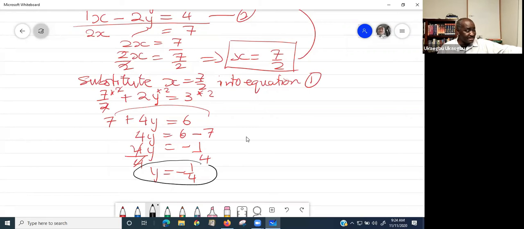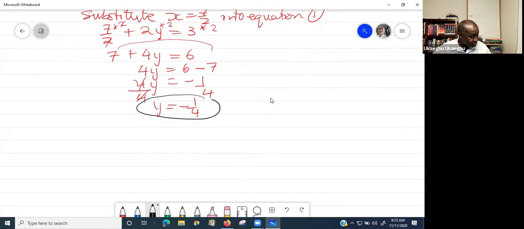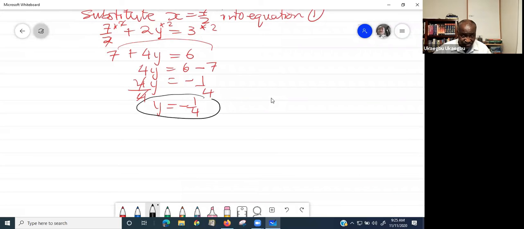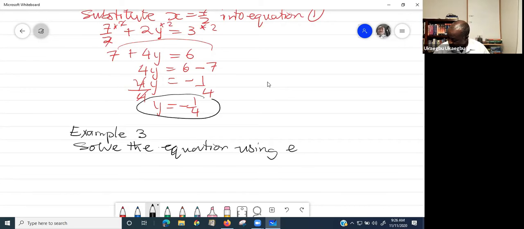Okay. So I need to do at least one more example of this elimination method, at least using an example that doesn't have the same coefficient. Let me find one example that doesn't have the same coefficient. Okay. I found one. Any questions so far before I move on? This is going to be my last example before I give you the task. Okay, no question. So let's do another example, example 3, but we are going to use elimination. Solve the system of equations using elimination.